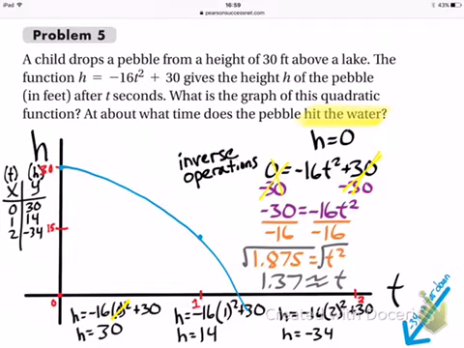So 1.37 would be about the amount of time it would take for the pebble to hit the water, and that's the end of the question. Again, we were asked when the pebble hits the water. And if it's going to hit the water, it's going to have a height of 0. So what we basically did was we set the function equal to 0 to make that happen.